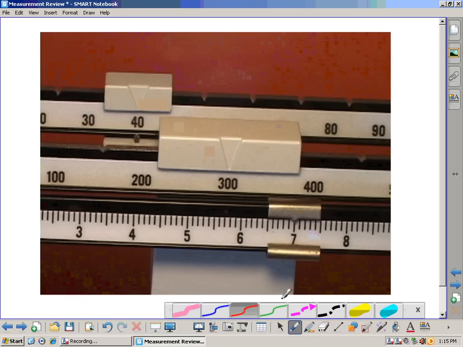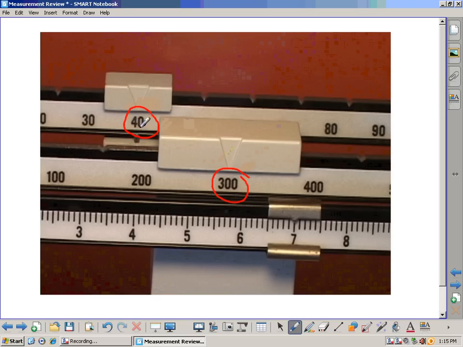So in this case, if this balance was balanced, we would take the value of all 3 riders and add them together. So we'd start with the largest, 300, and then we add the back one, 40, so that's 340, and then it's on the 7 here exactly, so it's 347, and if we count how many little dashes it is past the 7, it's 0 dashes past the 7, so our answer is 347.0. And our units on the balance are going to be grams. We use grams to measure mass in science.